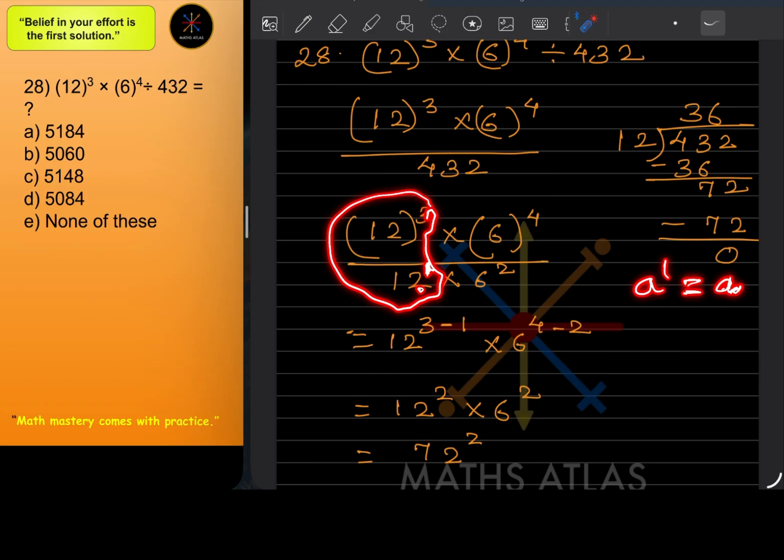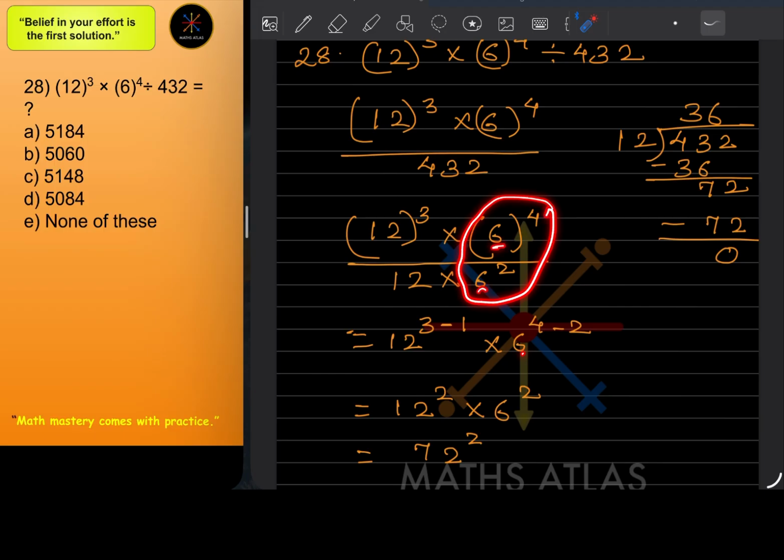You must have seen the exponents. So here we are going to follow the rule of the exponents. So here 12 raised to 1, so that will be 12 raised to 3 minus 1 into 6 raised to, we'll take this one because the base is the same, 4 minus 2. So this is going to be 12 raised to 2 into 6 raised to 2.